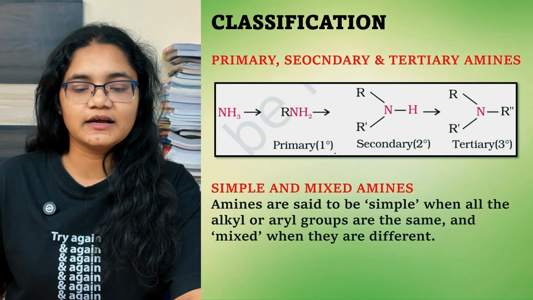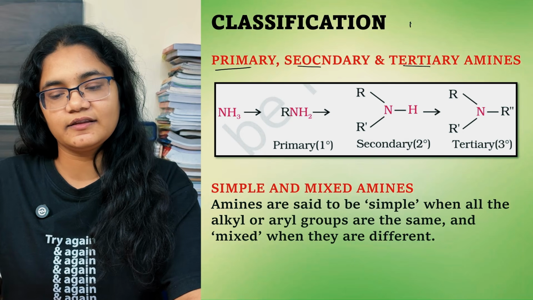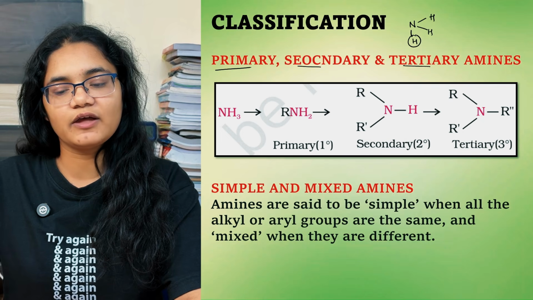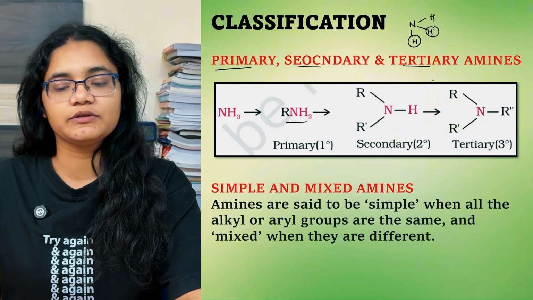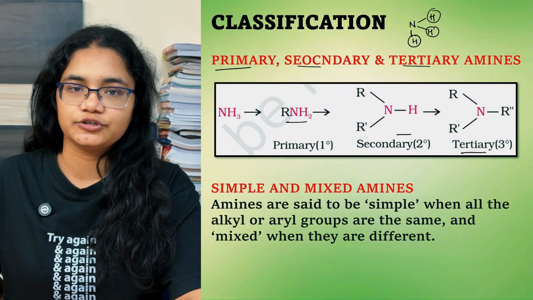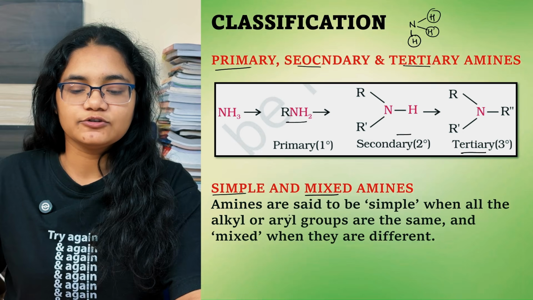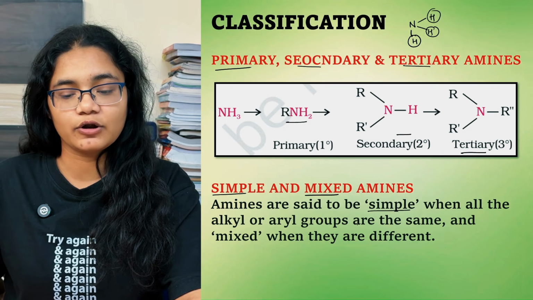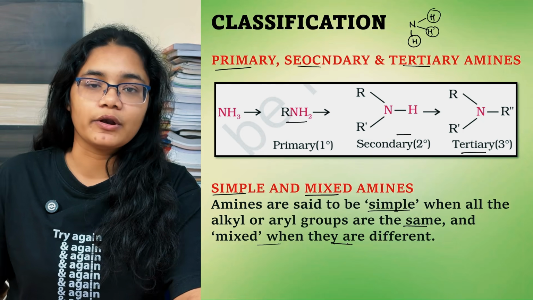Now we will see the classification of amines as primary, secondary and tertiary. In ammonia there are 3 hydrogens. If one hydrogen is replaced with an R group, it is a primary amine. If 2 hydrogens are replaced with R groups, it is a secondary amine, and if 3 hydrogens are replaced with R groups, it is a tertiary amine. Now, what are simple and mixed amines? Amines are said to be simple when all the alkyl or aryl groups are the same. If the alkyl or aryl groups are different, we call it a mixed amine.